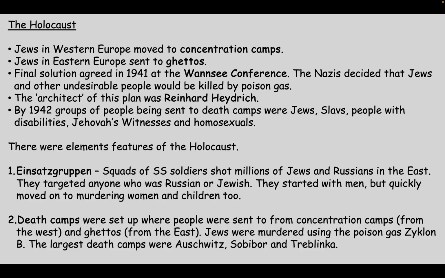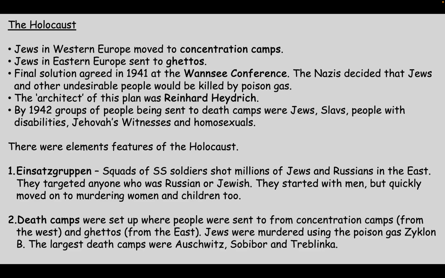Now, a phrase called the final solution was agreed in 1941 at the Wannsee Conference. So leading Nazis met together and they decided that their solution to this Jewish, in inverted commas, problem was to kill them using poison gas.